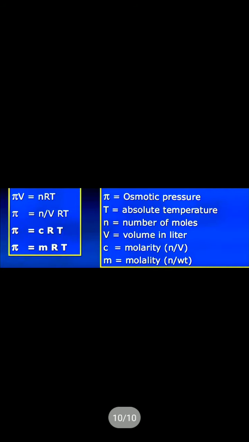So this is about the one colligative property, osmotic pressure. In the next class, we will see how this osmotic pressure is measured and how it is useful in determining the molecular weight. So, thank you.